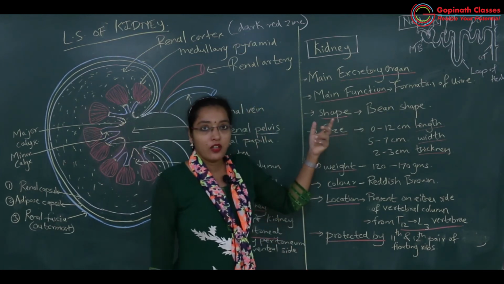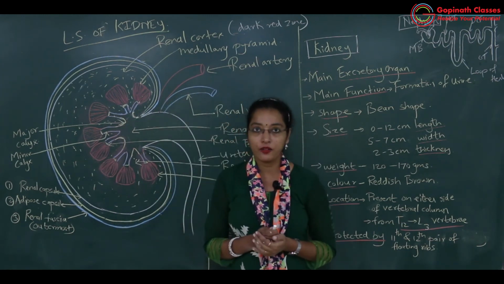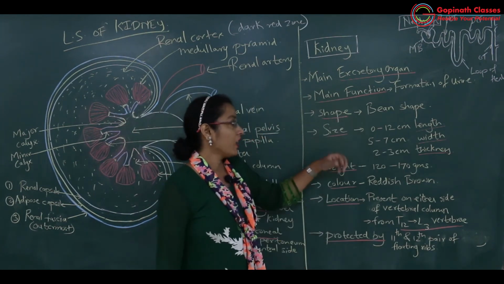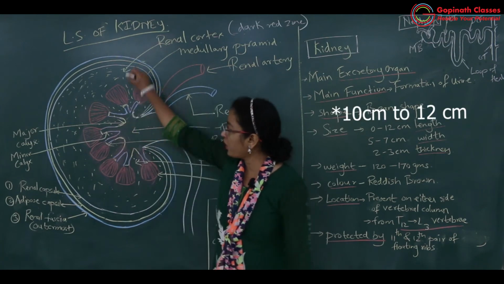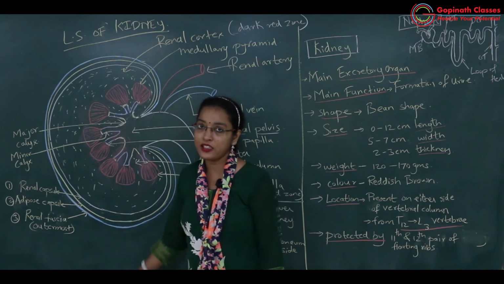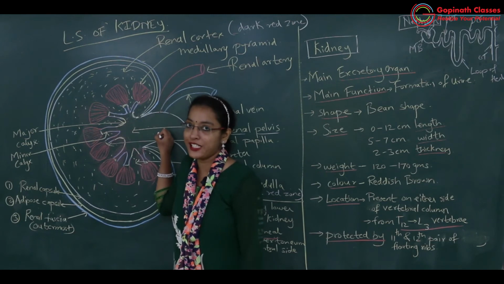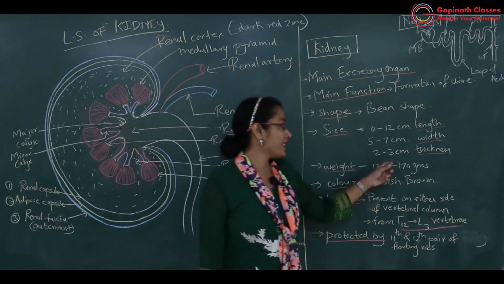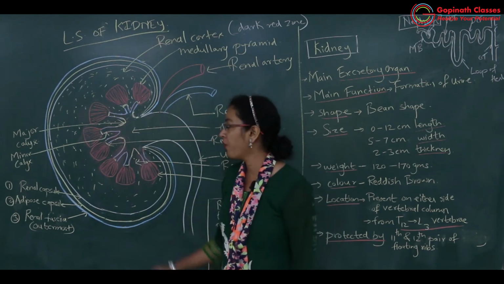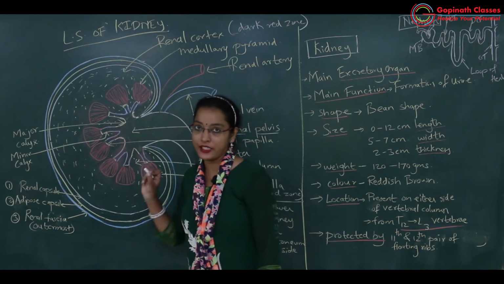Then what is the shape of the kidney? Bean shape. Bean is one dicot. Okay, the kidney has the shape of a bean seed, like this. Then size, it is 10 to 12 centimeter in length and 5 to 7 centimeter in width, and thickness is 2 to 3 centimeter. So thickness 2 to 3 centimeter, width is 5 to 7 centimeter and length is 10 to 12 centimeters.